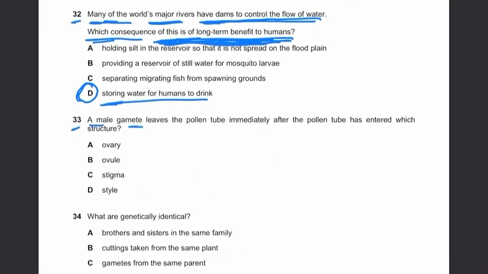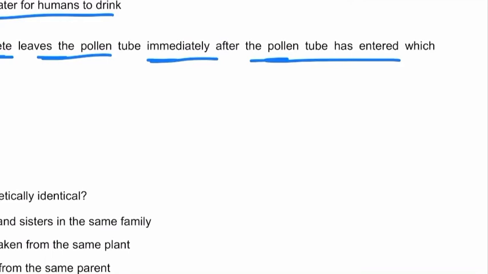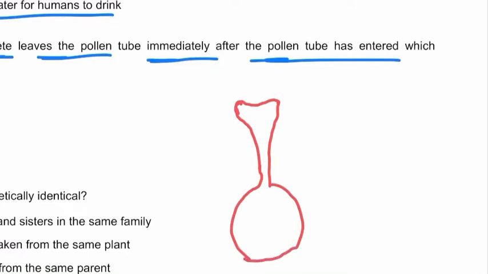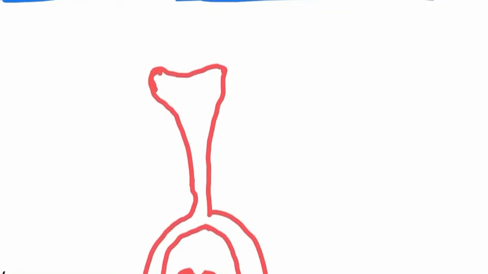A male gamete leaves the pollen tube immediately after the pollen tube has entered which structure? So guys, if we talk about the growth of pollen tube, for example, this is the stigma and this is the style, and guys, this is the ovary, and the ovary contains the ovule, this is the ovule, and ovule contains the female gamete. So guys, where is the male gamete? Male gamete is over here in the pollen grain. For example, this is the pollen grain, and over here there's a male gamete.